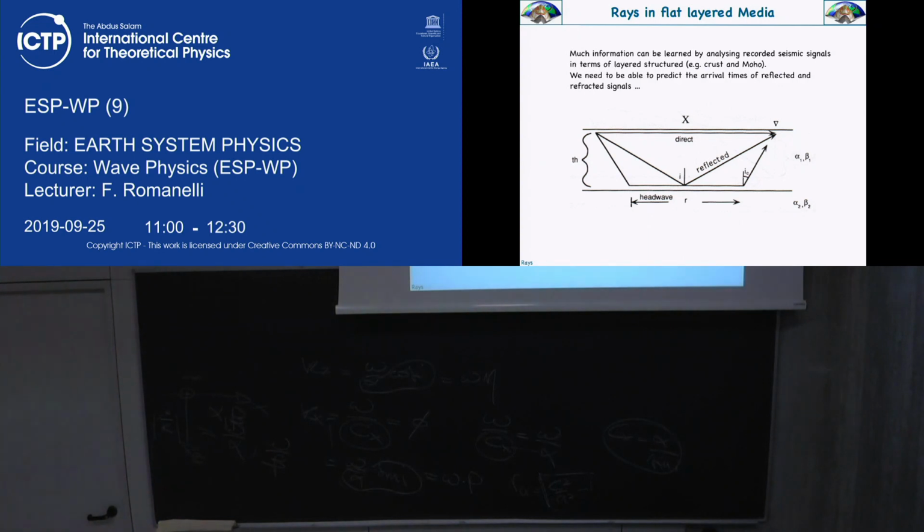Okay, let's separate them. Let's consider P first. Which one will arrive first? P. But along which trajectory? Directly. It will be something that is going to travel like that. What's next? Is it going to be alone? Well, if no layer, yes. All the other energy will go downstairs. Goodbye.